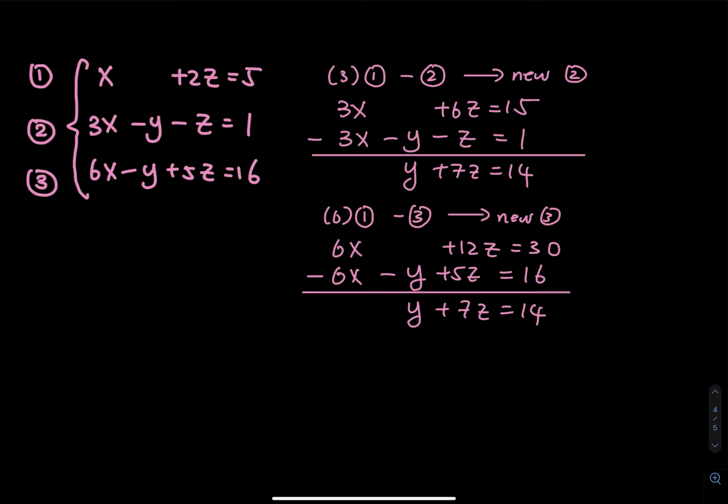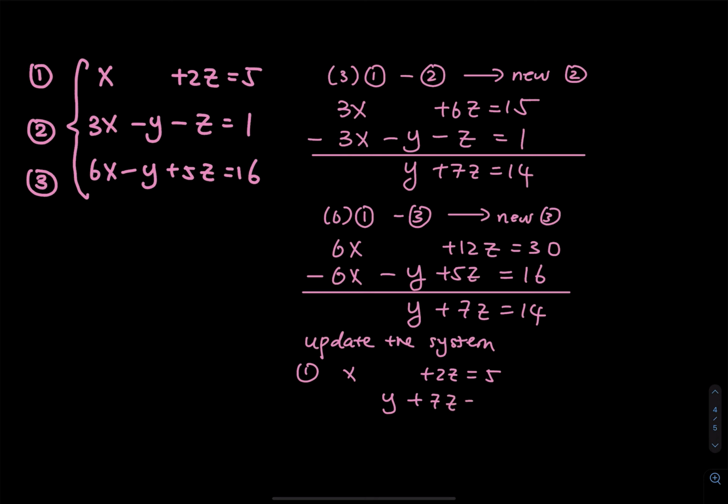All right, so let's update the system. So equation 1, I have x plus, oh, no y in there, right? So plus 2z equals 5. And then the new equation 2 is y plus 7z equals 14. The new equation 3 is y plus 7z equals 14. Equation 2 and then equation 3. Do you see that equation 2 and equation 3 are exactly the same?